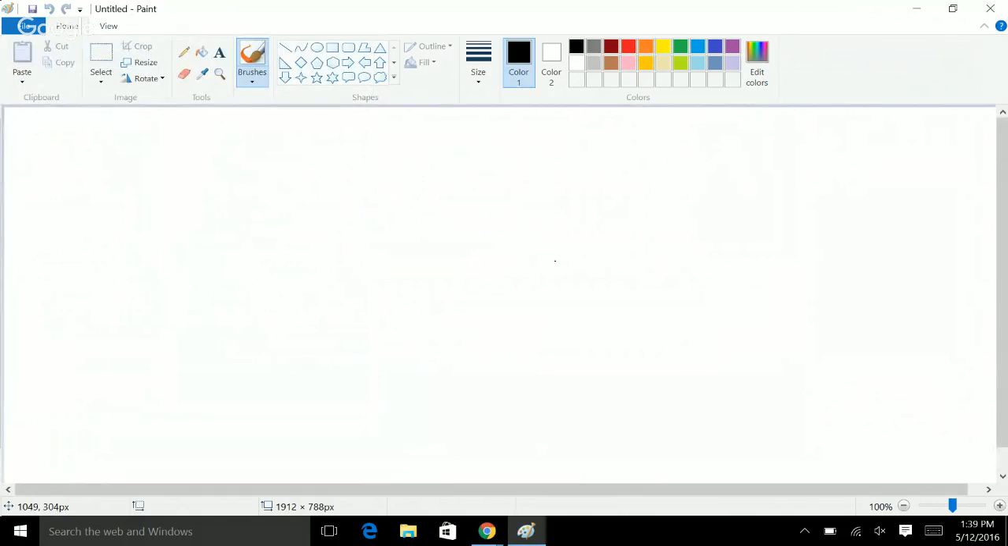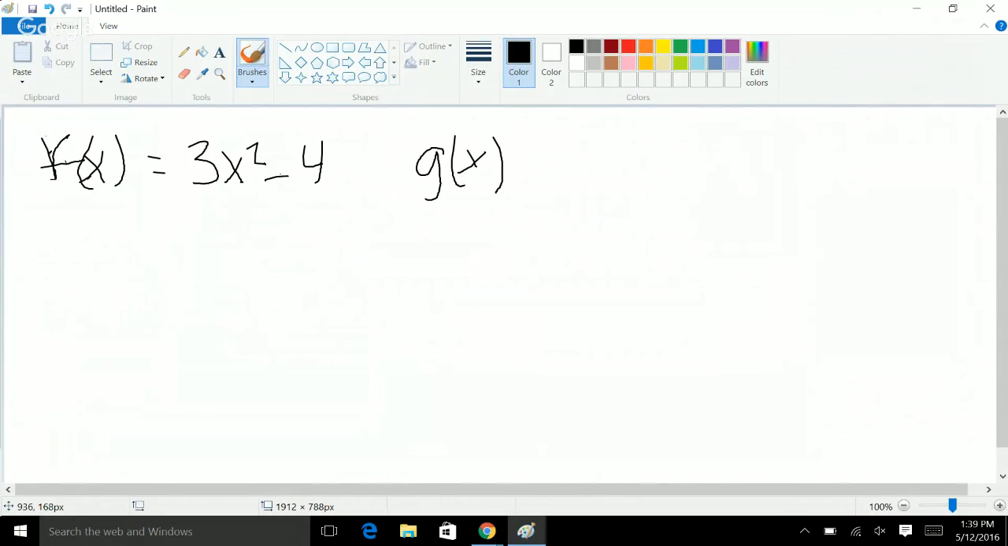The equations that we will be using throughout are, for f of x, 3x squared minus 4, and for g of x, 4x plus 5.